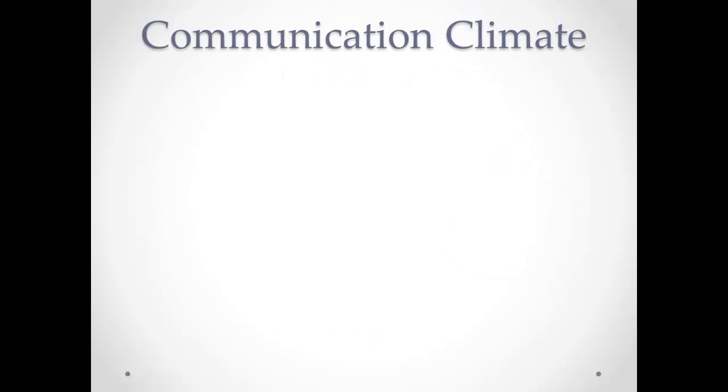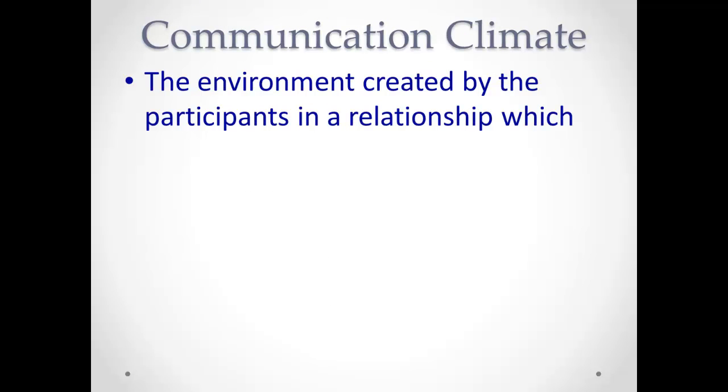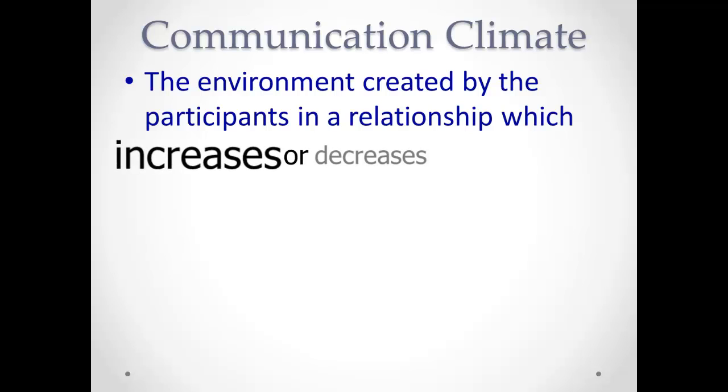In 1961, Jack Gibb coined the phrase communication climate to describe the environment created by communicators which increases or decreases defensiveness. Another way to look at this is as the emotional tone of a relationship, which comes from the way people feel about and treat each other as they communicate with each other.